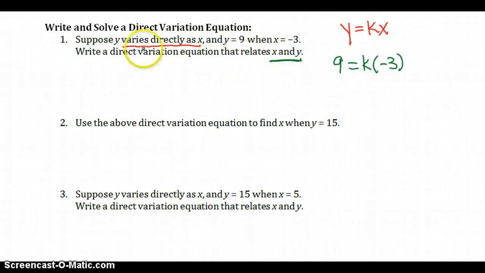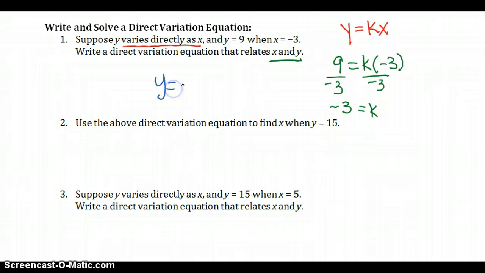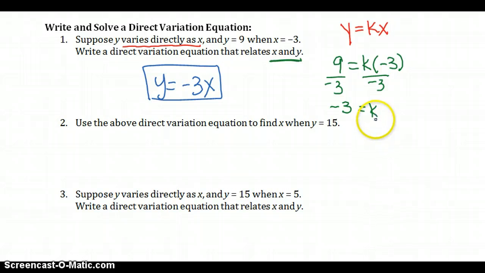So write a direct variation equation that relates x and y. It says here y varies directly as x, so I need to figure out the constant of variation. I need to figure out k. So I'll divide both sides by -3, and k equals -3. So the solution, or what they're asking me for, the equation here, is y equals -3x. That's my answer because I solved for k.